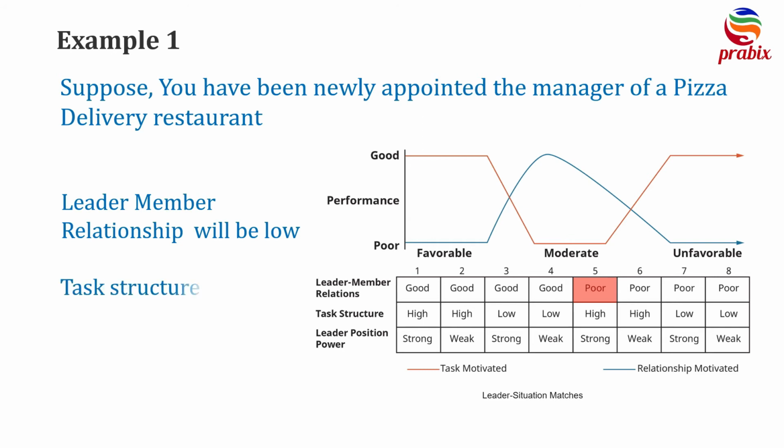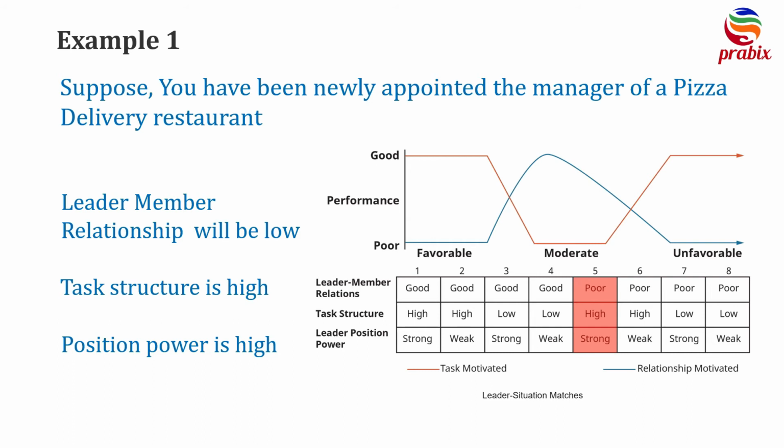Here, task structure is high. This is because there are extremely clear operating procedures to follow, covering everything from how to make each pizza to how to welcome customers to the restaurant. In this situation, position power is high. You have the ability to hire and fire and reward and punish as is required.